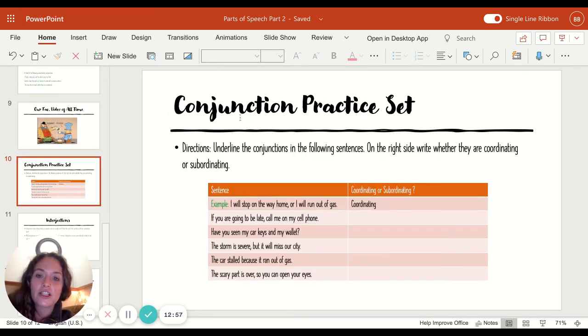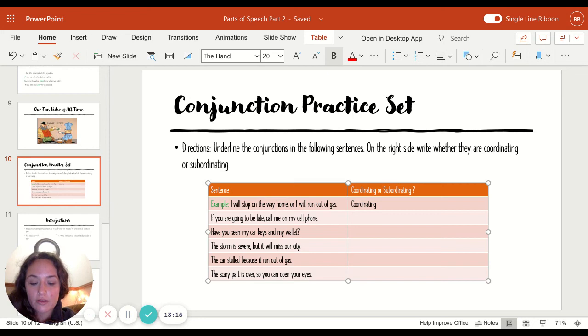All right, so here's our conjunctions practice set. So underline the conjunctions in the following sentences. On the right, say if it is coordinating or subordinating. So our example, I will stop on the way home, or I will run out of gas. So I will stop on the way home is one sentence and I will run out of gas is one sentence. So that is coordinating because it joins two equal parts together, right? And then we always have that comma in front of that conjunction.